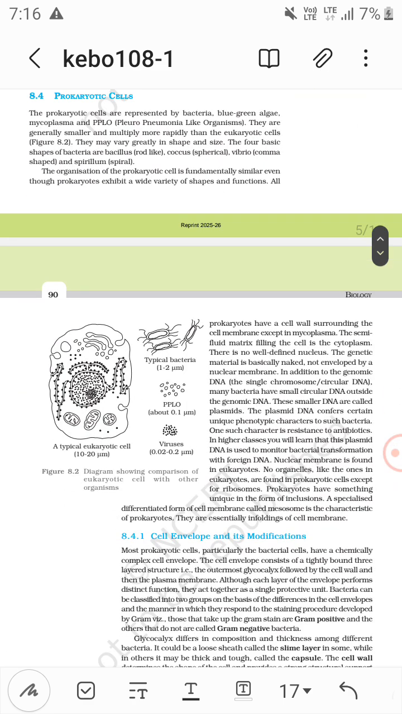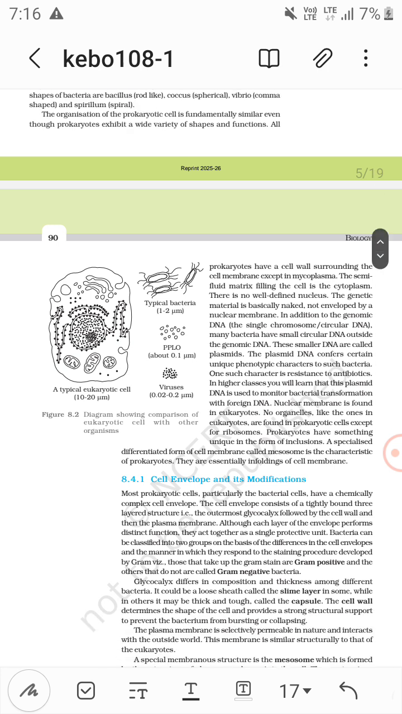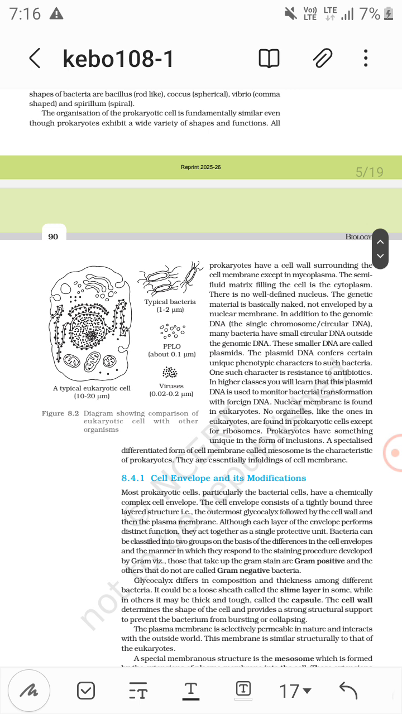Now what is a plasmid? In addition to the genomic DNA, which is a single circular chromosome in bacteria, many bacteria have small circular DNA outside the genomic DNA. These smaller DNA are plasmids, for phenotypic characters, that is resistance to antibiotics. That's it. Plasmid DNA is used to monitor bacterial transformation with foreign DNA.